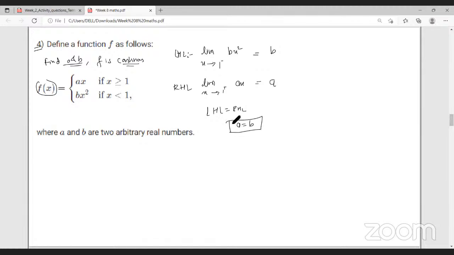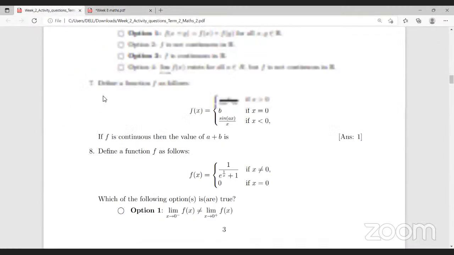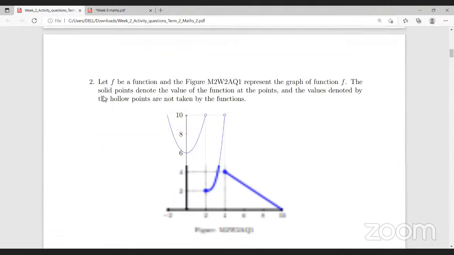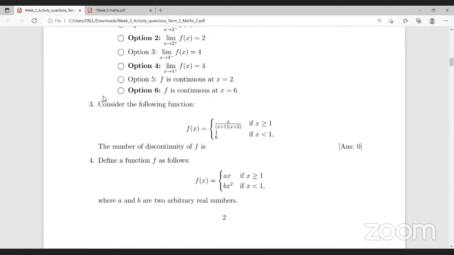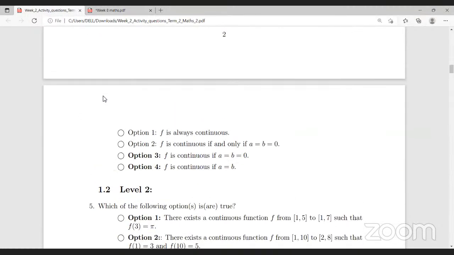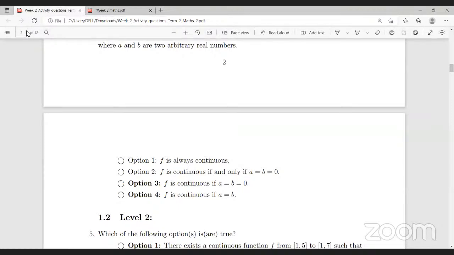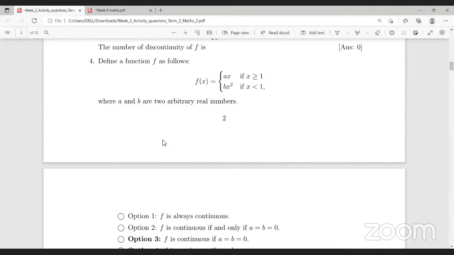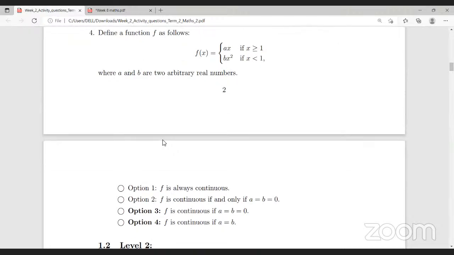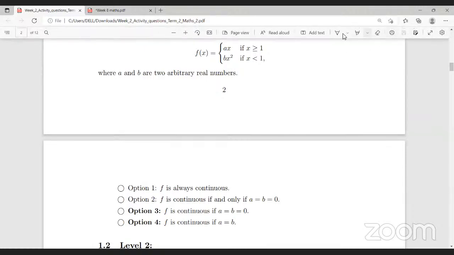So in the question, I think there are a few options also. Let me check. Can you see my file? Yes, sir. So f is always continuous. We can say that? How? With respect to the value of a, f is continuous. Sir, it depends on a and b, no? So this is not correct.